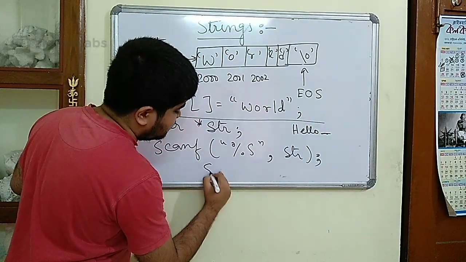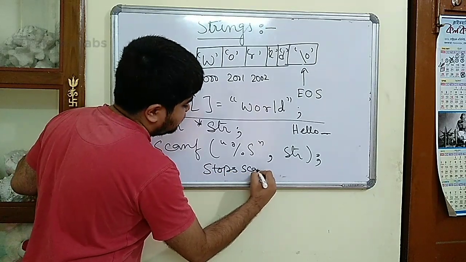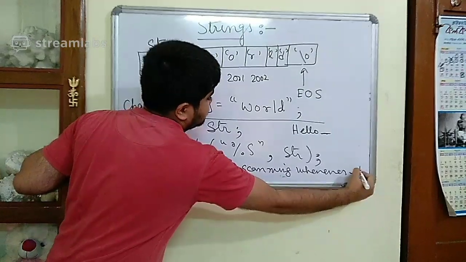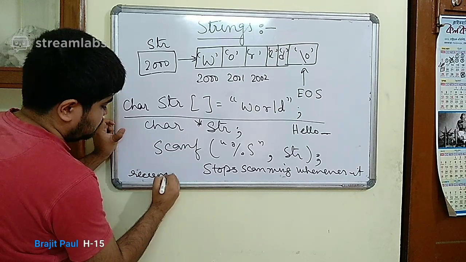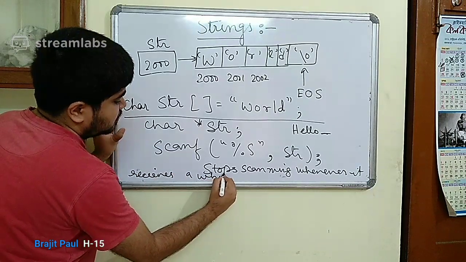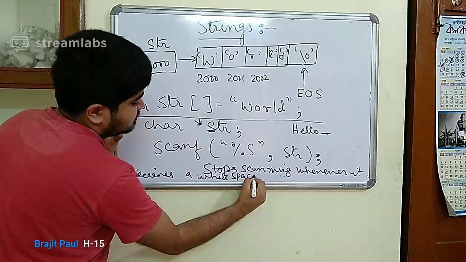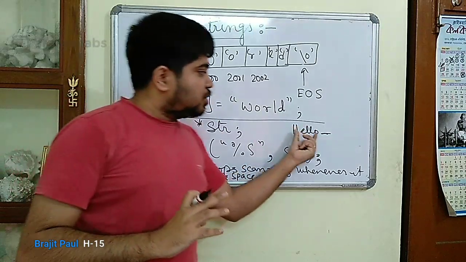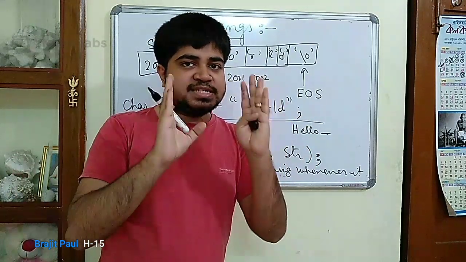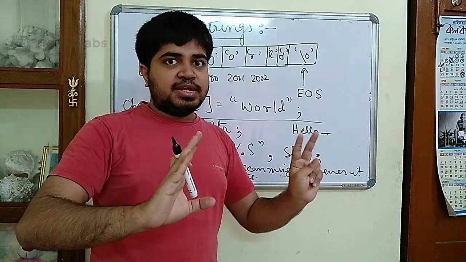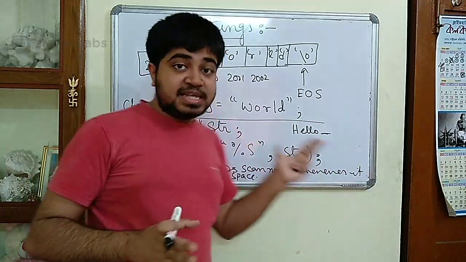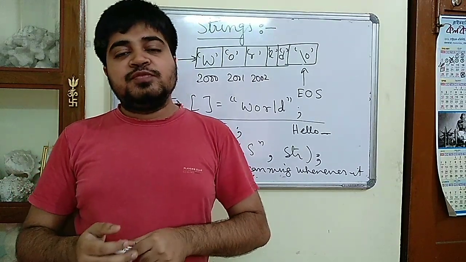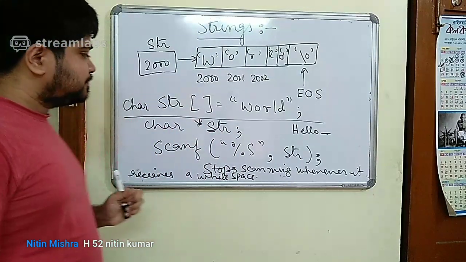Scanf stops scanning whenever it receives a white space. So just one word is taken. Whatever comes after the space won't be taken. So there's a problem. We cannot give any space in case of scanning. So how do we do it? We do it with the help of another function, which is called gets function. I'm just showing it to you.